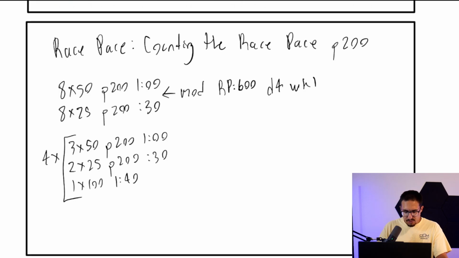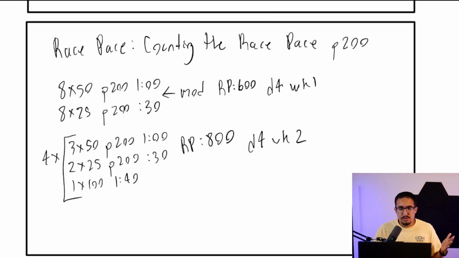Okay, so total here, you end up doing 12 50s, so it's 3 50s and then 2 25s, which is another 50. So it's 16 50s. So we actually end up doing about 800 here of race pace. And this is great. So this second set that I just wrote, day 4, week 2, is harder than the first one, but it just looks different. And at the end of the day, I'm just counting the work we're doing.